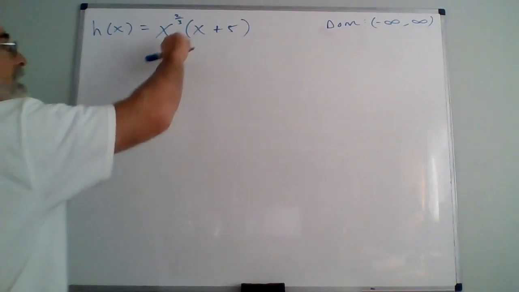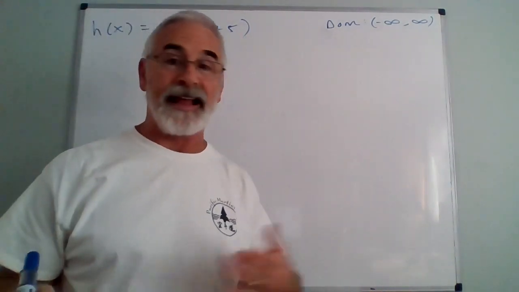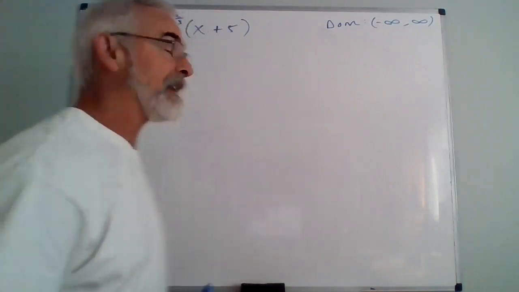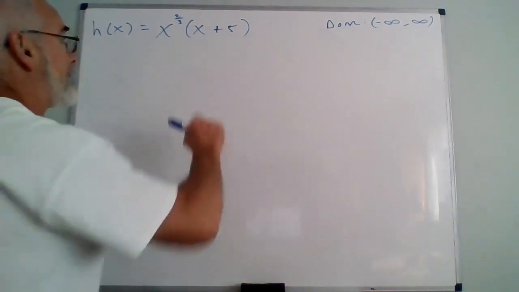Because if that had been an even, right, a half or a fourth or a sixth or something like that, then I can't have any negative numbers. If I had a negative exponent, then I can't have any zeros, you know, things like that. That's why you have to be very mindful.